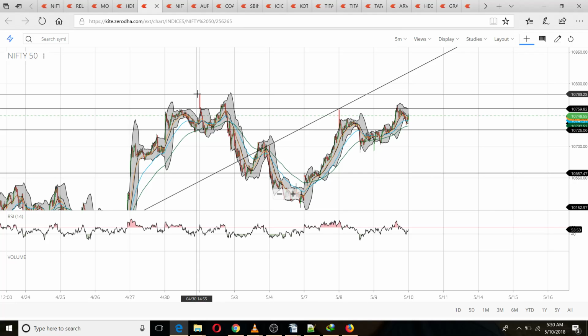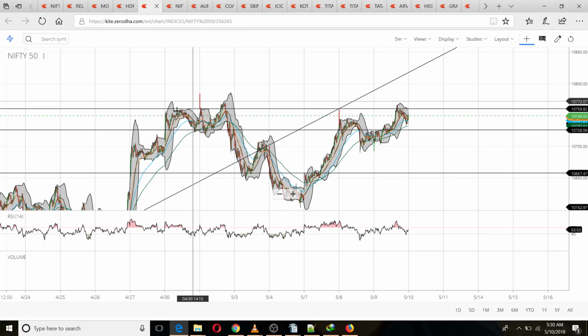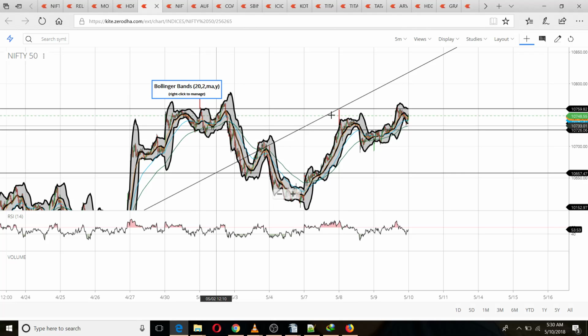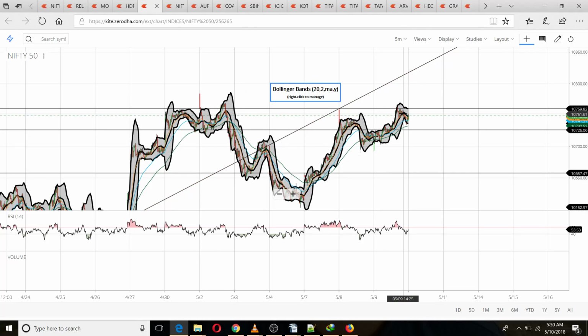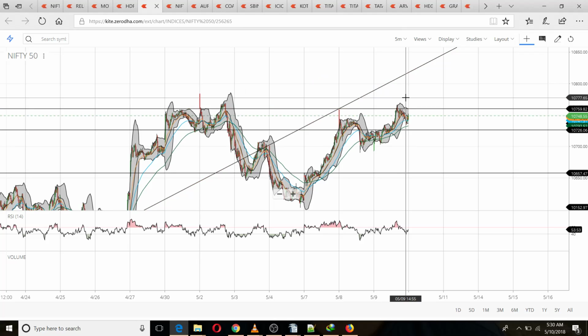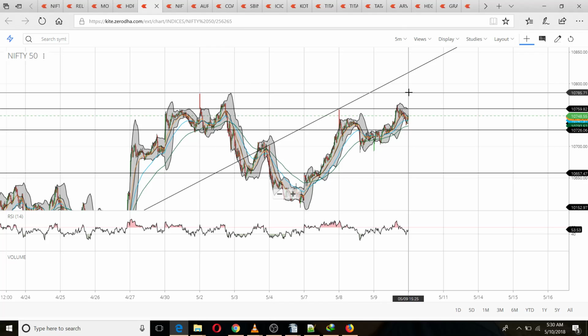It is around 10,785. If we are able to sustain above that, then only we should say that this head and shoulder pattern has completed. Now I'll say again, the 10,785 level. If we are able to move ahead of that and sustain over that.